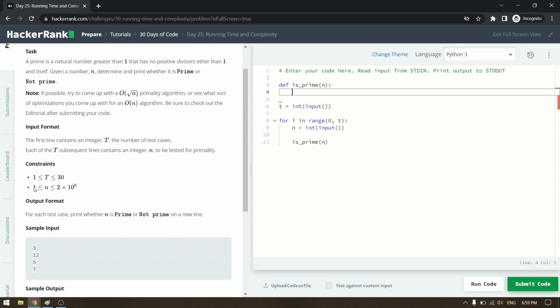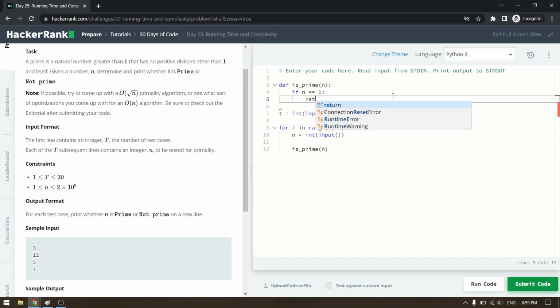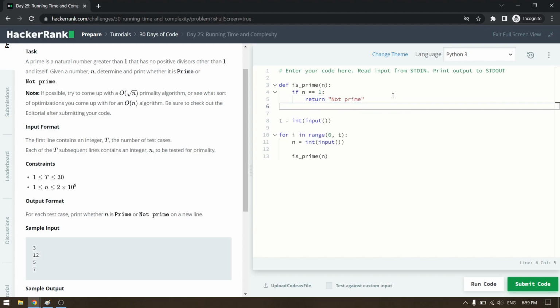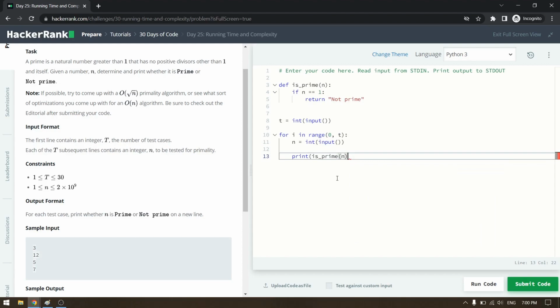n can be between 1 and 2 multiplied by 10 to the 9. So 1 is really a problematic number because it's not a prime number. So let's say if n is 1, then return not prime. Dealing with 1 separately is a good option because it's a little bit problematic. Okay, so if we are returning a string, we should print that. Okay, sorry.